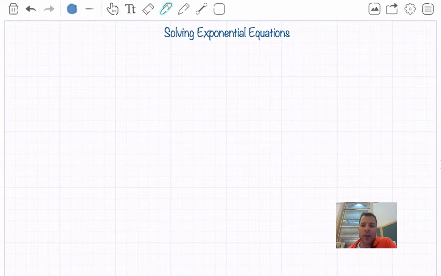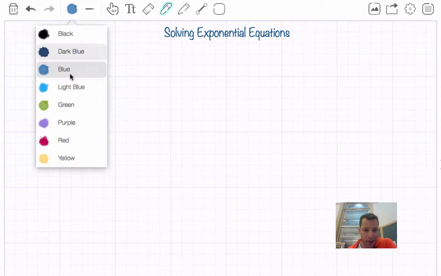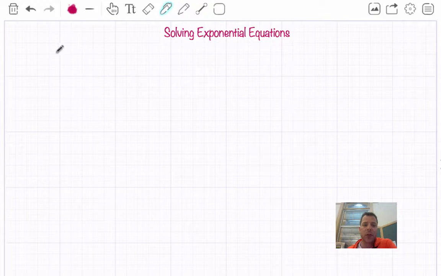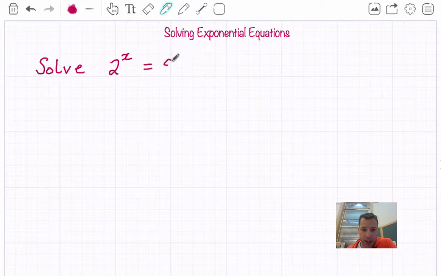Hey everyone, in this video we're going to be solving exponential equations. Now the big thing you've got to realize here is that we're just doing examples where the base can be written the same. So for example, our first example, let's solve 2 to the x equals 8 cubed.